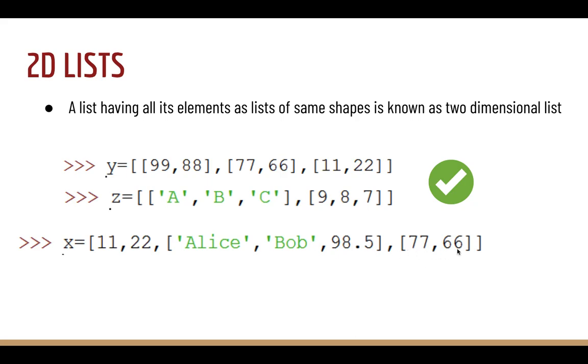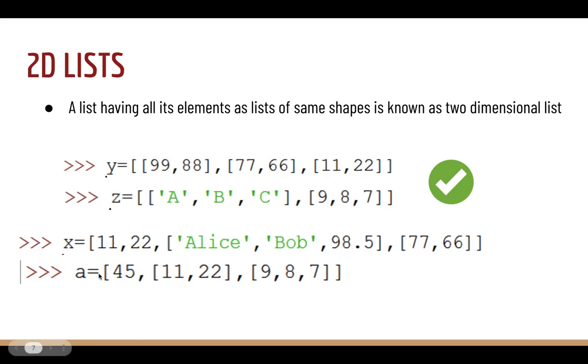What is the size of the fourth nested list? It is 2. So we have elements of different shapes. So this is not a two-dimensional list. Similarly here, A equals 45, 11, 22, 9, 8, 7. Here also the shapes are not the same.